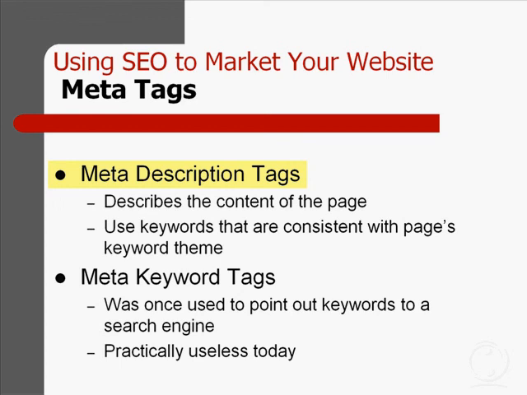A long time ago, these tags were used in the description of listings. Not so much these days. For instance, although Google looks at your meta description tag, the description tag is only one of several elements that Google uses to create its own description for your site. Nevertheless, when using meta description tags, you want to use keywords in that description that are consistent with the keyword theme for that page.